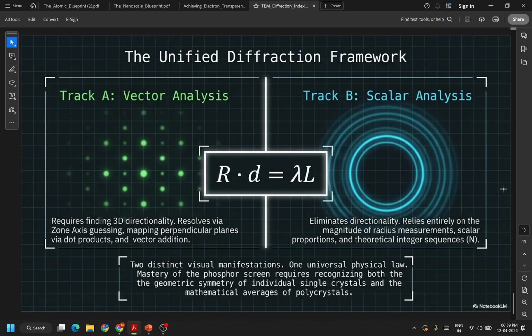So for both the vector analysis and scalar analysis, we use the equation R d equals lambda L. So vector analysis requires finding 3D directionality, which is resolved via zone axis guessing, mapping perpendicular planes via dot products, and vector addition. Then for polycrystalline, we use scalar analysis because we eliminate directionality, and it relies entirely on magnitude of radius measurements and scalar properties and theoretical integer sequences.